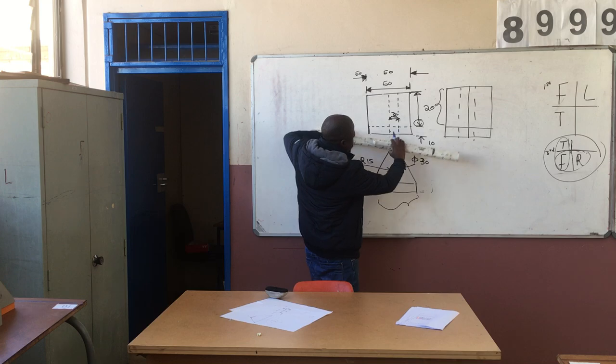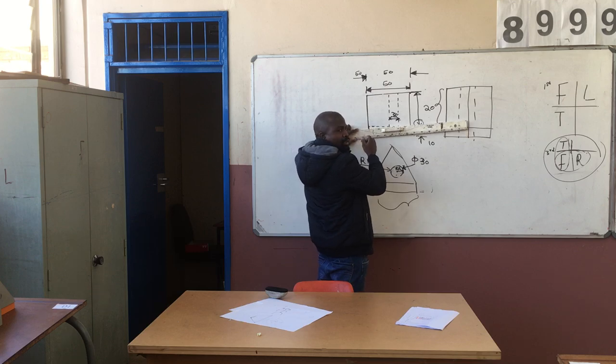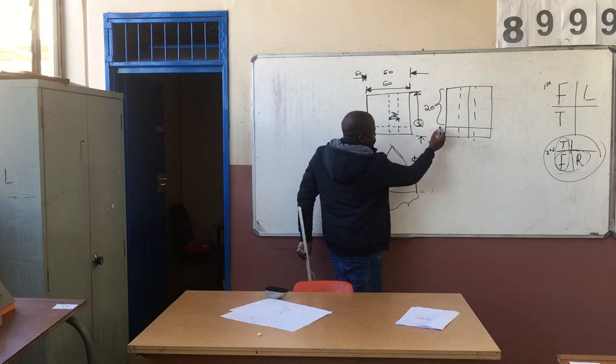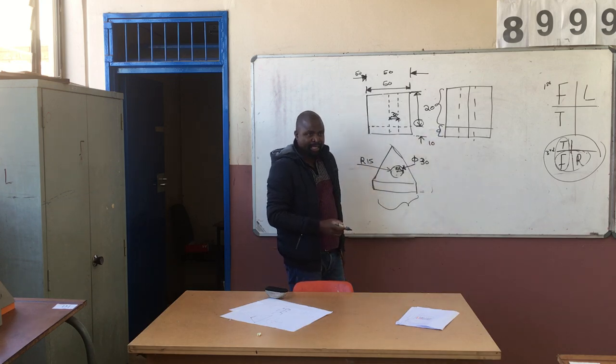And as you put your ruler, you must make sure that this ruler goes straight to this line. Once it bends from the line, it will give you the wrong measurements. So how long is it from there to there? Ten. It will be 10, eh? Yes.